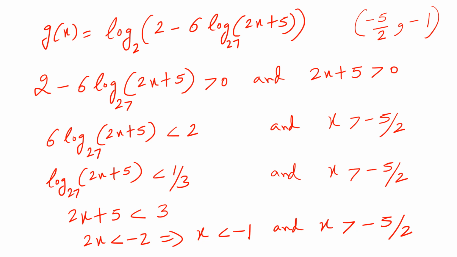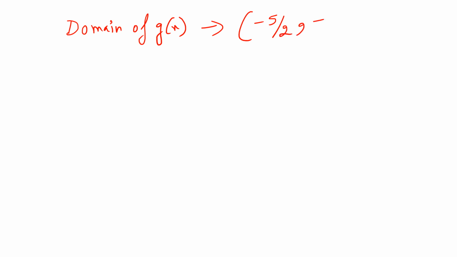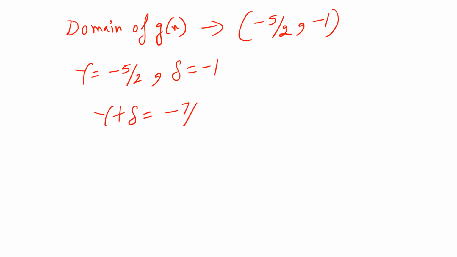Now students, we move further. We have got the domain of function g of x as open interval minus 5 by 2 to minus 1. So that means gamma is equal to minus 5 upon 2 and delta is equal to minus 1. So that means gamma plus delta is equal to minus 7 upon 2. Or we get the value of 4 times (gamma plus delta) equal to minus 14.